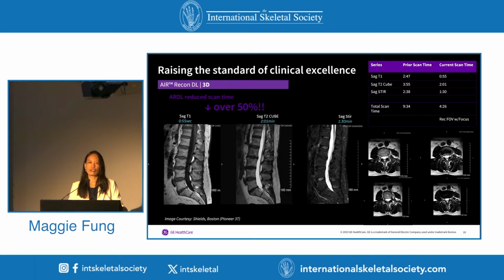Applying this technology to 3D is a game changer. For example, in this case, the sagittal T2 CUBE, which is isotropic, can be done in 2 minutes and can be reformatted into axial and coronal planes. In this acquisition, they also couple it with the fast sagittal T1 and sagittal STIR technique so that the total scan time was reduced by 50% at this site in Boston. So they have been getting a lot of good feedback after the implementation of this technology.